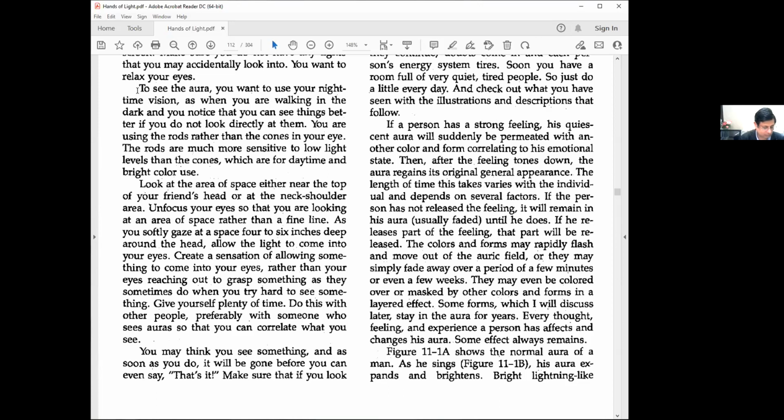To see the aura, you want to use your nighttime vision, as when you're walking in the dark and you notice that you can see things better if you do not look directly at them. You are using the rods rather than the cones in your eye. The rods are much more sensitive to low light levels than the cones, which are for daytime and bright color use. So basically, squinting your eyes will make this happen.